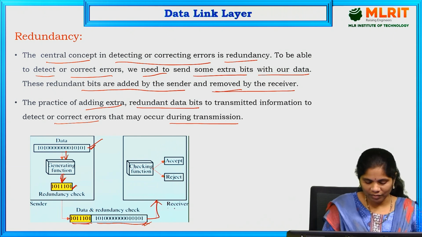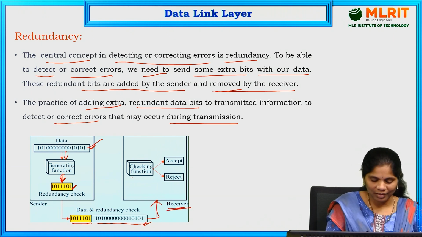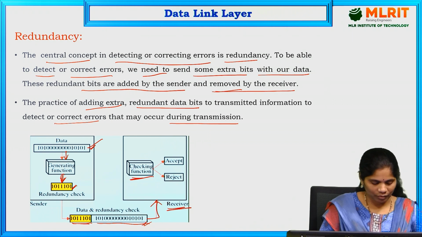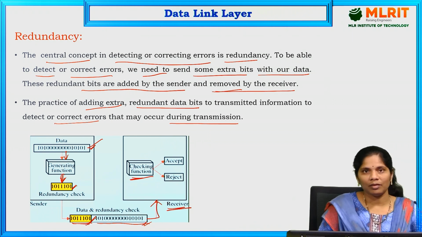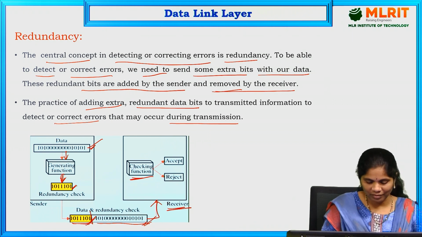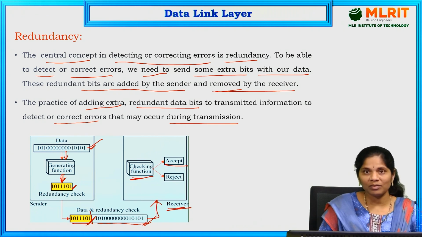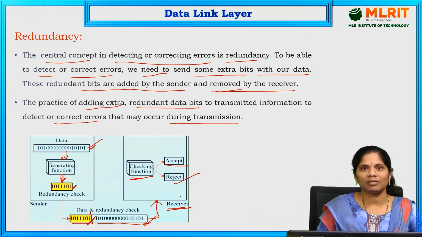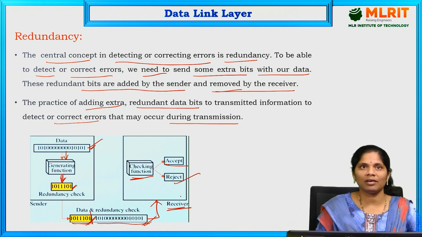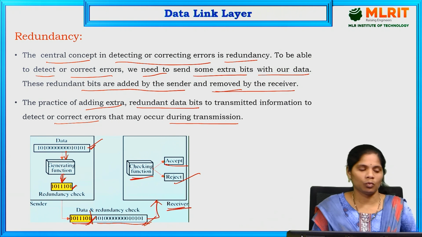So what will the receiver do? The receiver has the checking function. It will check with these redundancy bits. These are the redundancy bits, and this is the original data. If the original data is as it should be, it is accepted, and if the data is not the original data, then it is rejected. That is the receiver side. Like this, the redundancy concept works in error control.